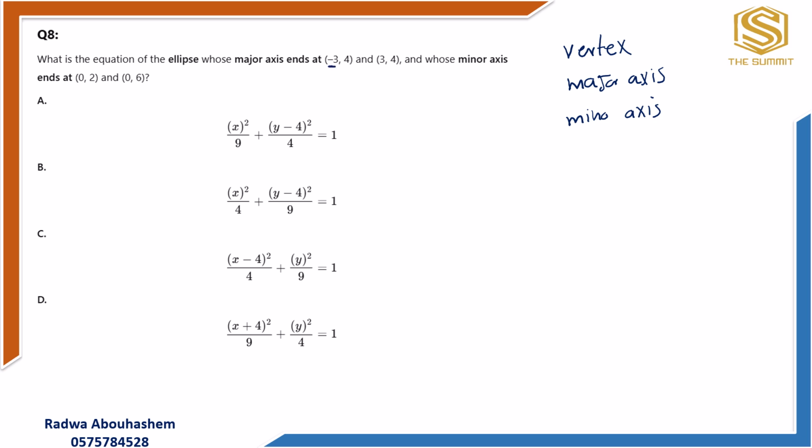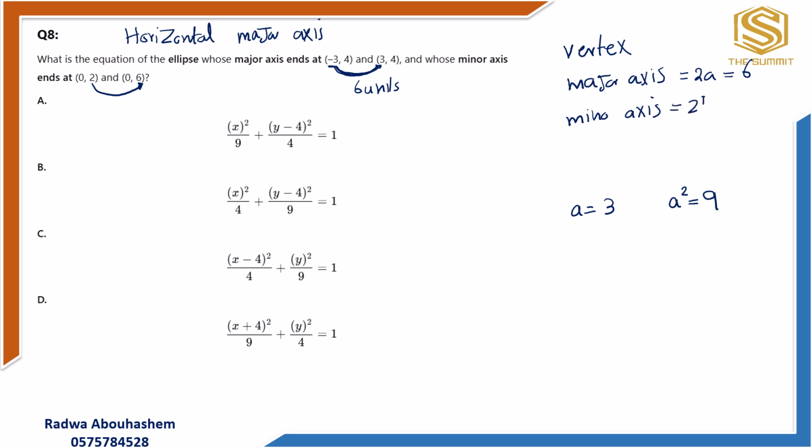As you see here, the x-coordinate changes. So this means that I have a horizontal major axis. And from -3 to 3, 6 units. And you know that the major axis is equal to 2a. So 2a equals 6. This means that a equals 3. So a power 2 equals 9. Good. I need to know also the minor axis. It changes from 2 to 6, so 4 units. So 2b equals 4, which means that b equals 2 and b power 2 equals 4. Good.